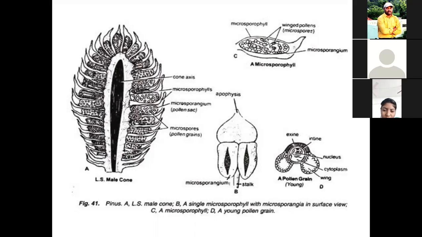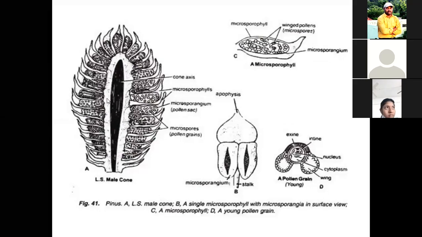Around this cone axis, there are a large number of sporophyll leaves. The sporophyll leaves belong to microsporophylls. Microsporophylls are arranged in a spiral position around the male cone axis.